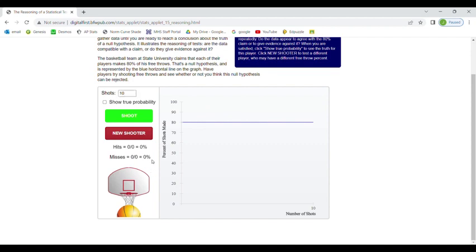So let's say 10. So we got a new shooter again. So now we have a new true probability. Now he claims to be 80, and so that's why that blue line is still there. Let's have him shoot 10 shots. Okay, so after 10 shots, he's at 90%. All right, so maybe he's not an 80% free throw shooter. Maybe he's actually 90%. Let's do another 10.